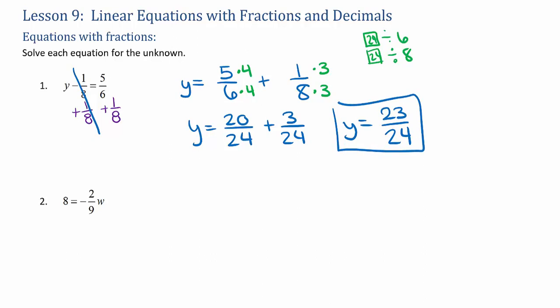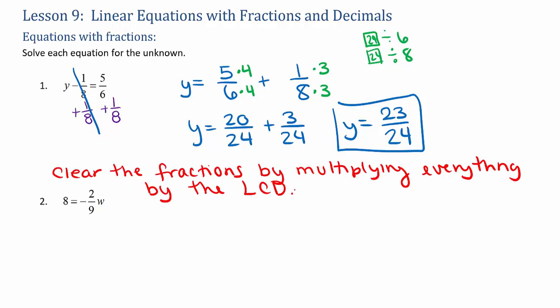Now, as the equations get a little bit more complicated, it's going to be helpful to learn another technique that we can use anytime we have fractions in an equation. It turns out we can clear the fractions, or get rid of fractions in an equation, by multiplying every single term by the least common denominator. I'm going to show you how this works with example 1.